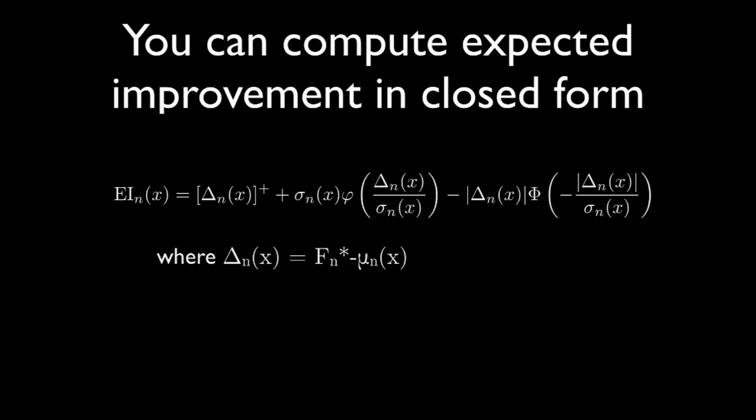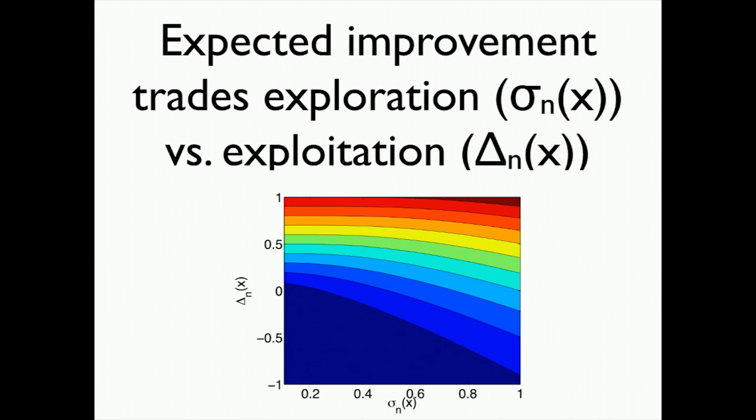So it has this super nice expression, which depends on delta n, which is just the difference between the previous best function value after n evaluations and the posterior mean at the particular point x. It also depends on sigma n, the standard deviation of the posterior at the point x, and this is the normal PDF and the normal CDF.